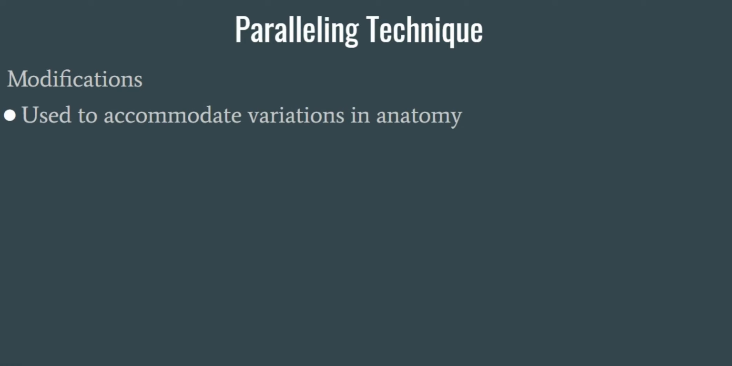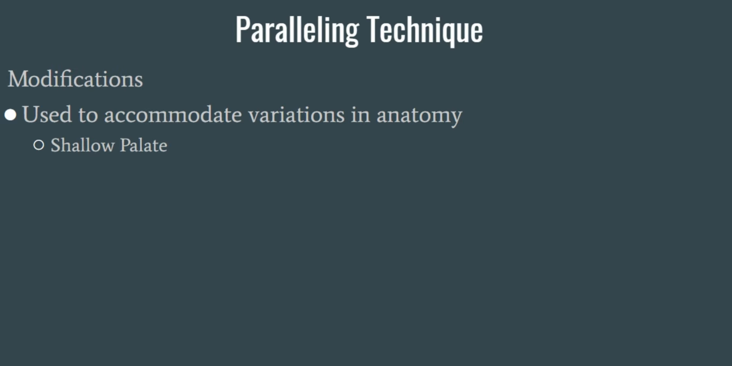Sometimes when you are taking a dental film, you will come across different anatomical conditions that may require you to have some modifications. And these modifications are what is going to help get the best x-ray possible. And one condition you may come across is a shallow palate.